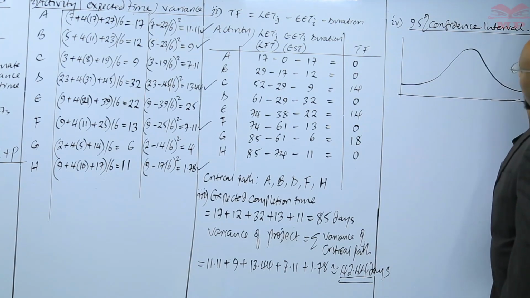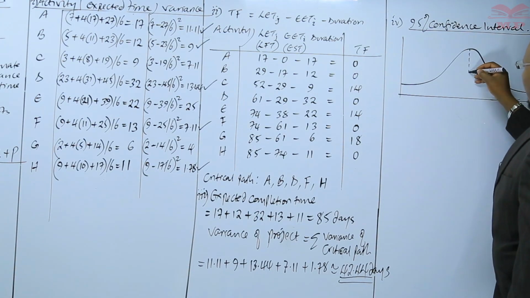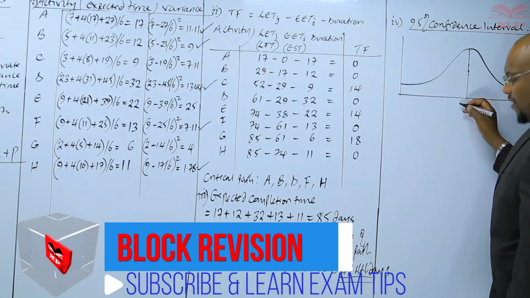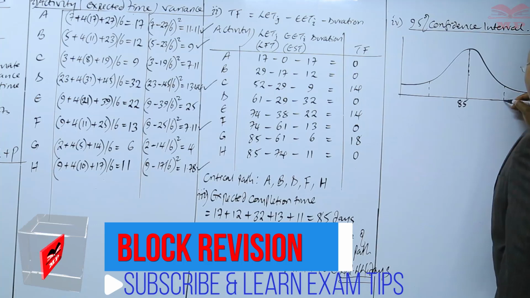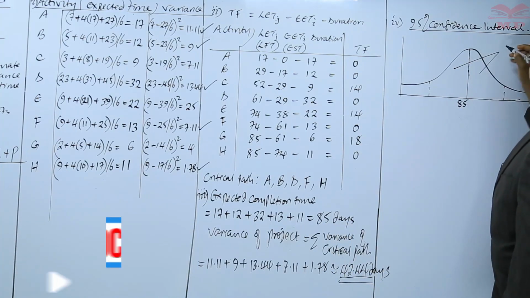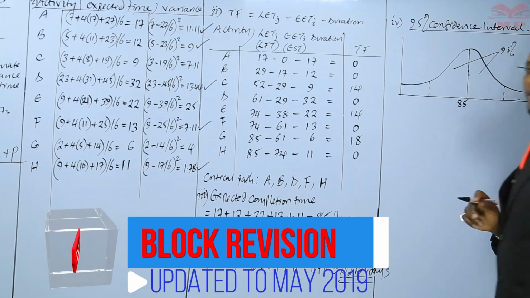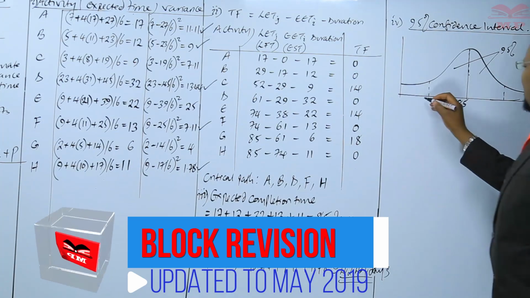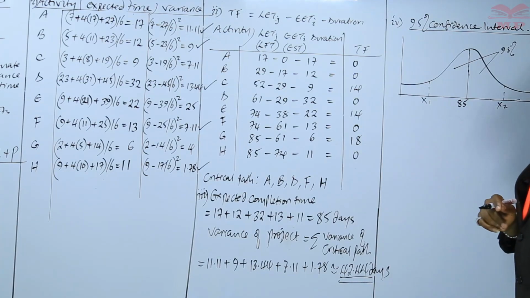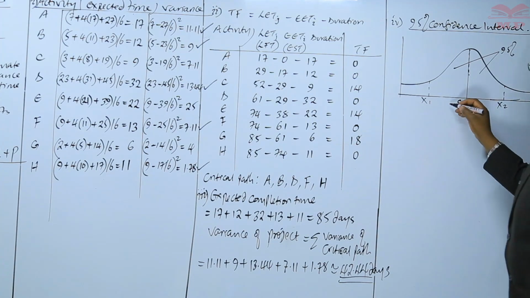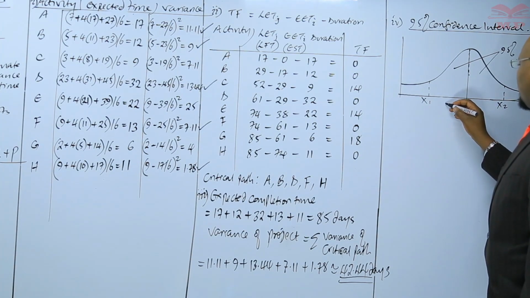So we are asking that if this is our average, this is our average, which is 85. Then we want 95%, so this area is 95% confidence. So we want this x1 and x2 to represent our lower and upper limits. And of course, this being the mean, let's give it as the expected time.